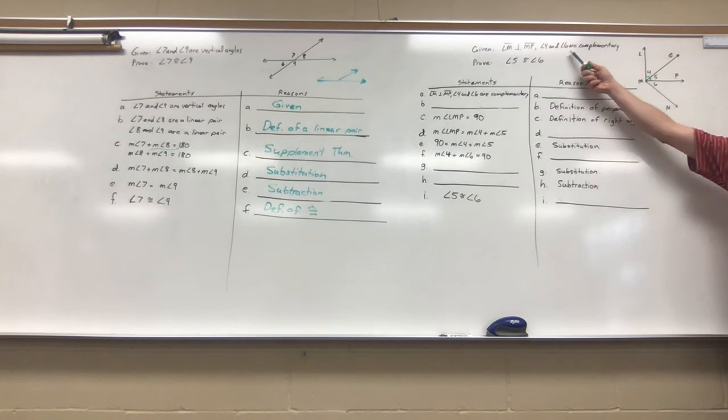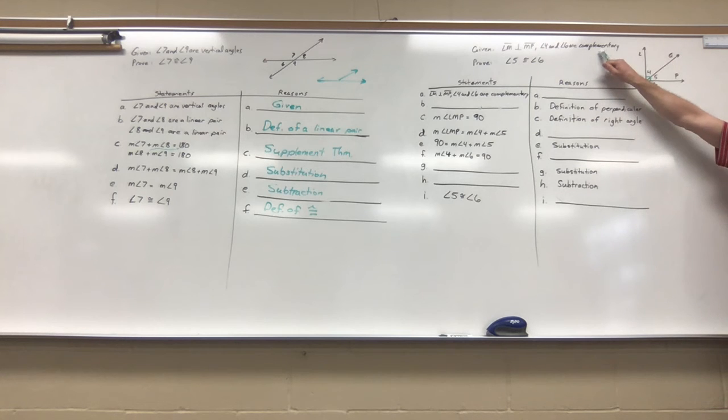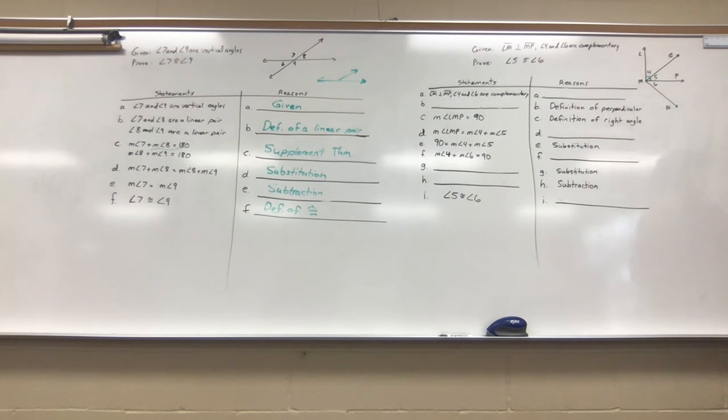And then the other part is angles 4 and 6 are complementary. 4 and 6 right here are going to be complementary to each other. Now we need to know what that means. Complementary means they add up to what? They're going to add up to 90.